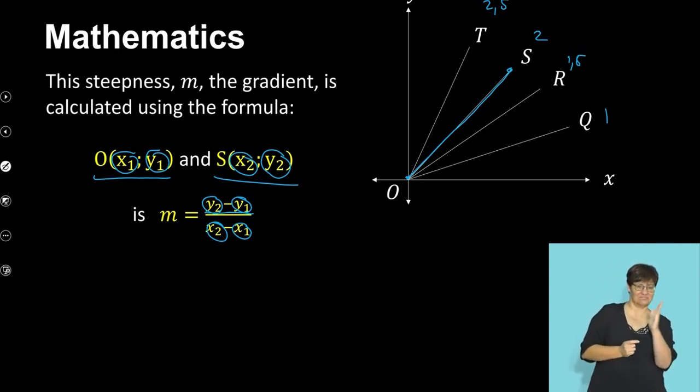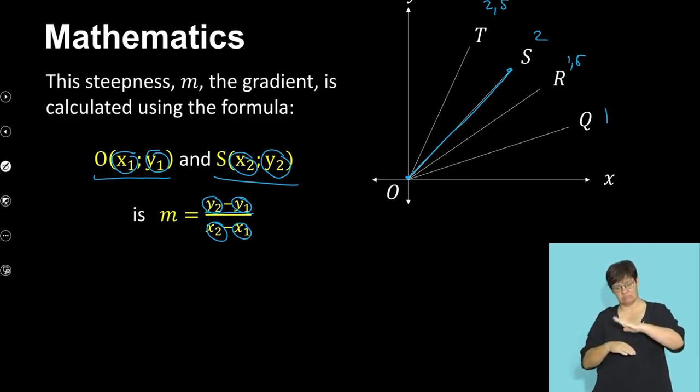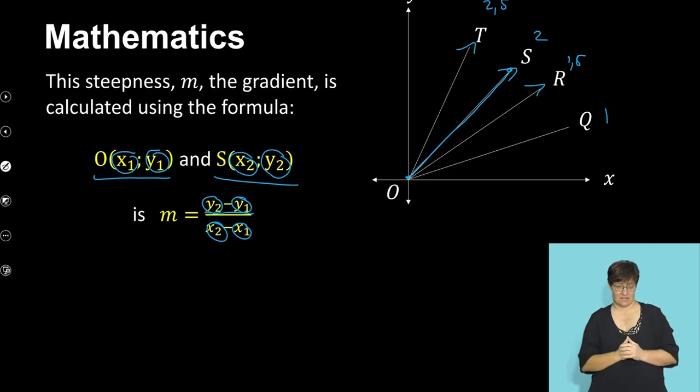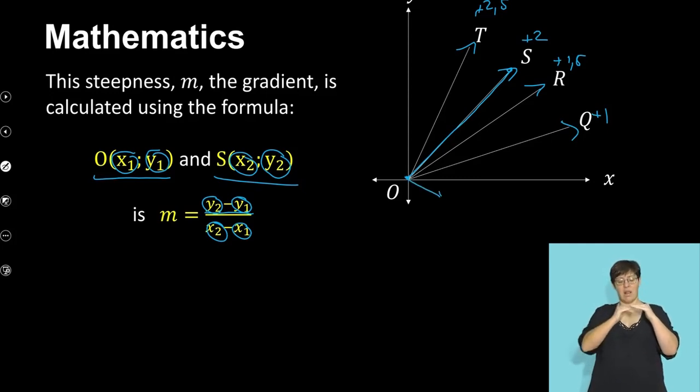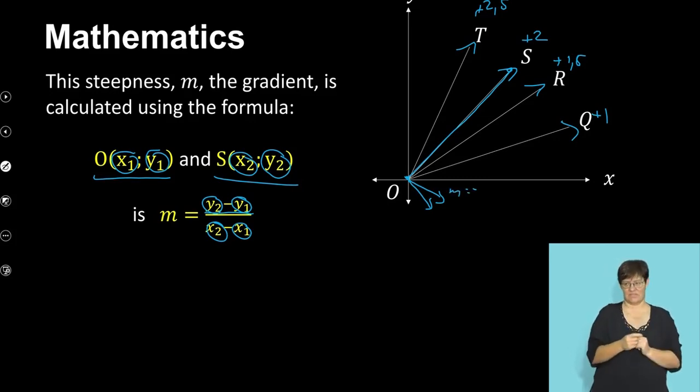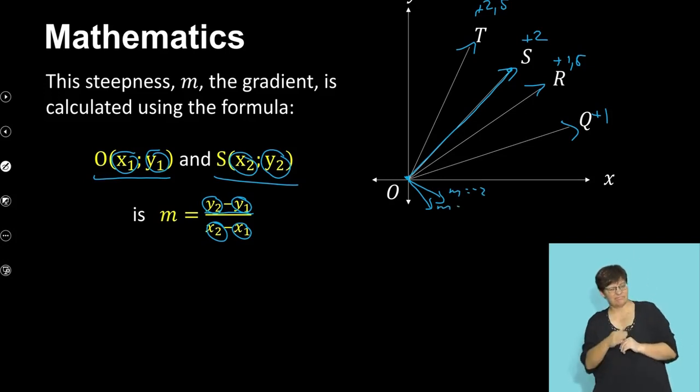And so steeper lines will have bigger values, flatter lines will have smaller values, and all those lines that are going up will have positive values, and all those lines going down, you can see these are going in a direction that is downwards, will have negative values. And so this gradient could be equal to -2, and this gradient could be equal to -3.